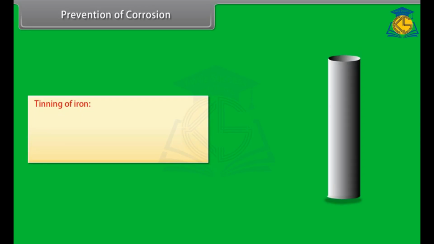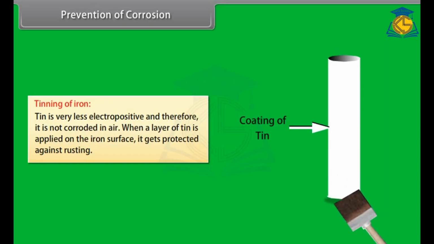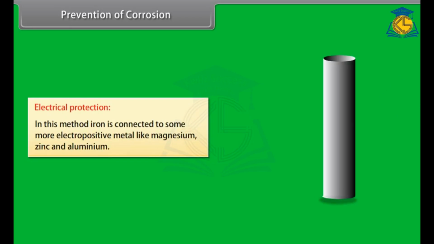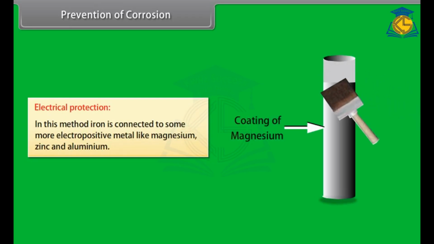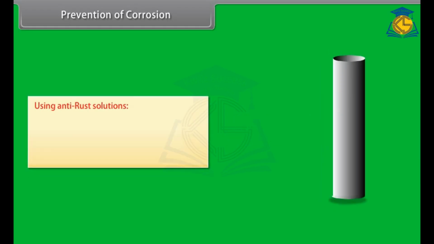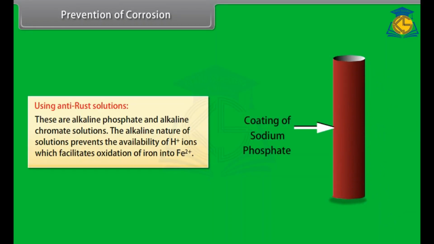Tinning of iron. Tin is very less electropositive and therefore it is not corroded in air. When a layer of tin is applied on the iron surface, it gets protected against rusting. Electrical protection. In this method, iron is connected to some more electropositive metal like magnesium, zinc, and aluminium. Using anti-rust solutions. These are alkaline phosphate and alkaline chromate solutions.